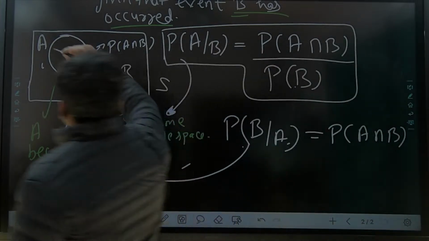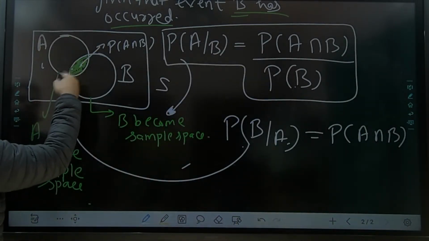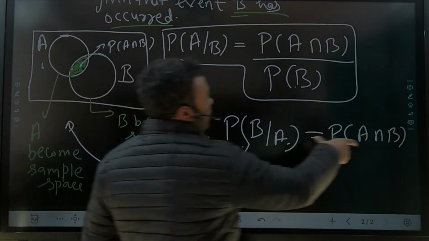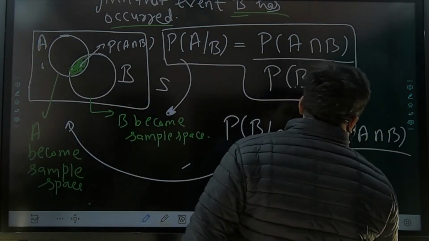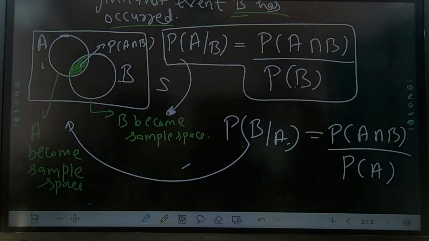So A has occurred. This is the event A. After that, how much is event B? Only this common portion. So this is the only thing we are getting, divided by the sample space, which is the probability of A. So out of the A event, this is your common portion. So this is the probability of B when A has occurred.